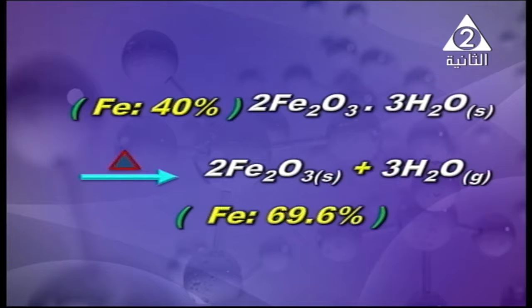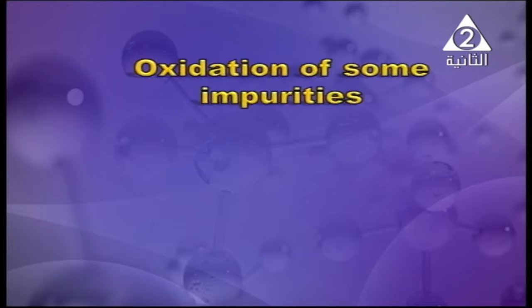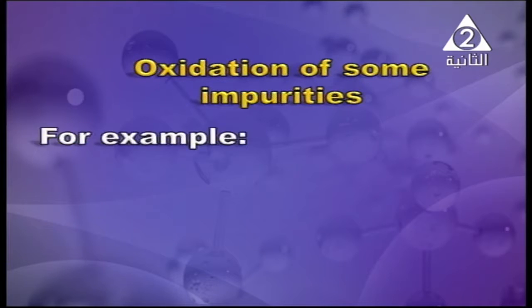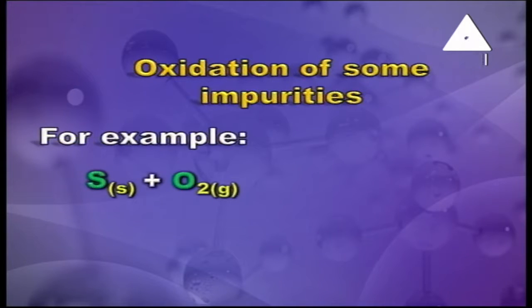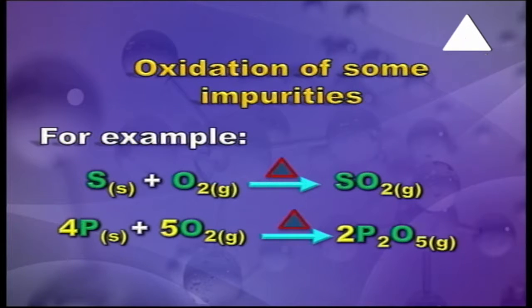So we can ask about how to obtain hematite from limonite. You have to write this equation. And while this process happens, oxidation of some impurities occurs. For example, sulfur combined with oxygen forming sulfur dioxide gas, and phosphorus combined with oxygen forming phosphorus pentoxide gas.